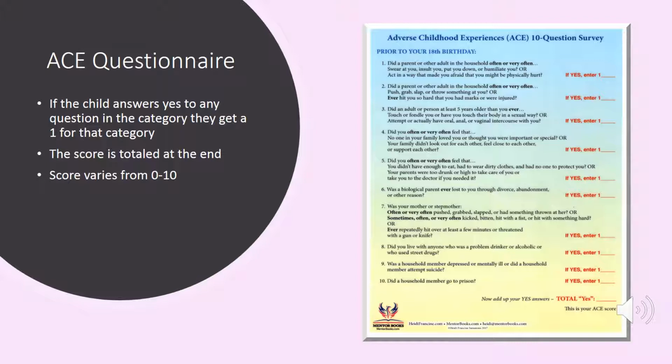For example, if the patient answers yes, they are frequently shoved, they get 1 point for physical abuse. If they also answer yes, there has been an injury with this physical abuse, they do not get an additional point. They still get 1 point for the category. The higher the score at the end, the more at risk the patient is.